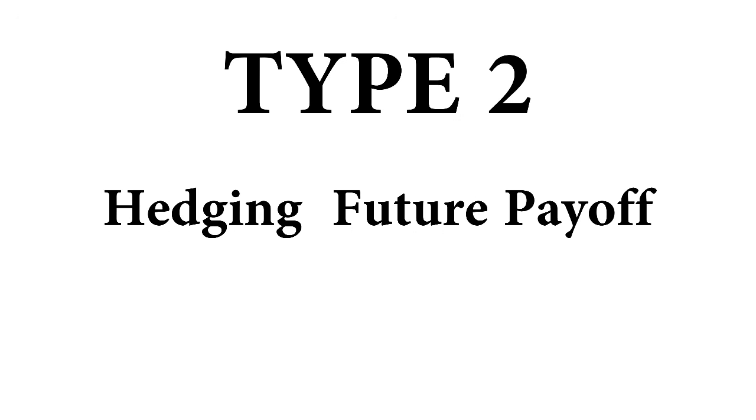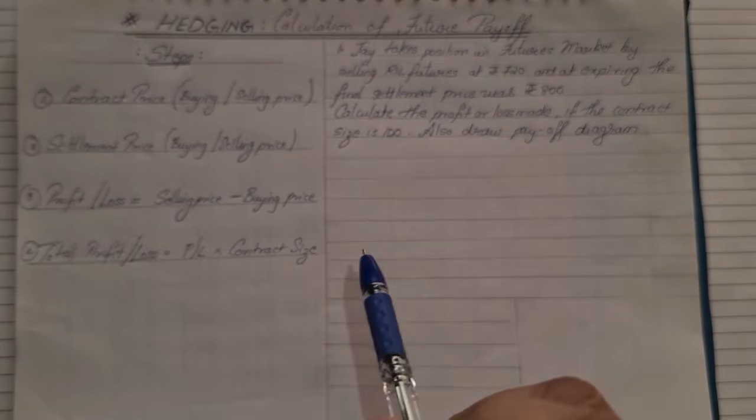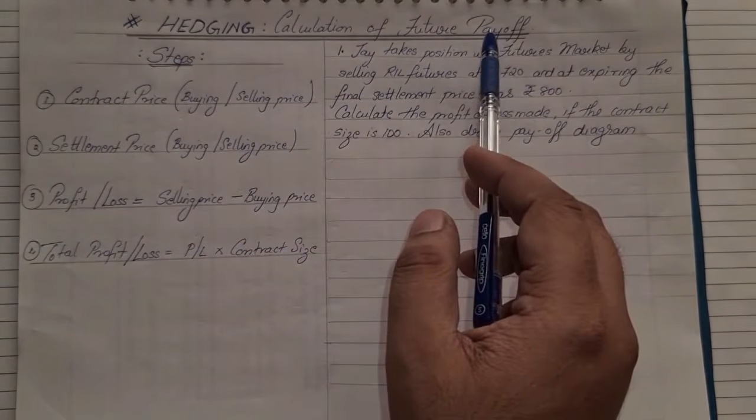Now the second type of sum is based on hedging future payoff. So let us see the formula for hedging future payoff related sums, and then we are going to take a couple of sums to understand the concept. Let us see how to solve sums based on hedging where we have to calculate the future payoff.